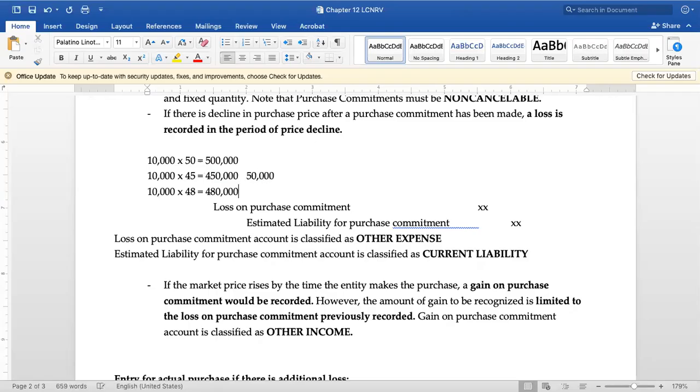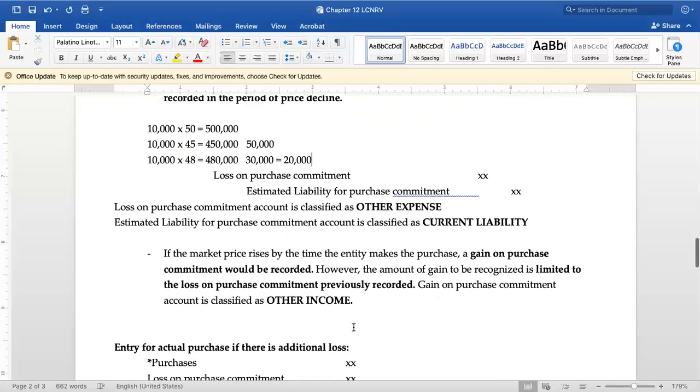But on the date of actual purchase, the price changed again, increasing from 45 to 48. Therefore 480,000. What is the difference? That's 450 to 480, so you have a 30,000 increase. So your loss is offset, you gain again, right? From 450 to 480, your loss decreases little by little. If you look from 500 to 480, your loss decreases. So there is a reversal, a gain on purchase commitment of 30,000. So what is your net loss? It falls to just 20,000, right? So 50 minus 30, that's 20,000.